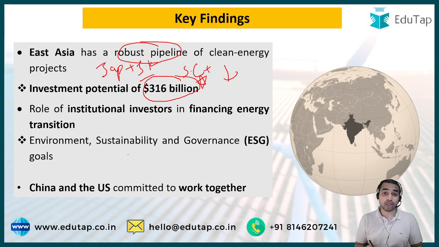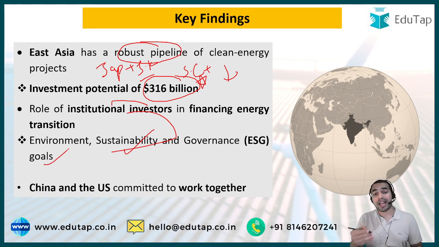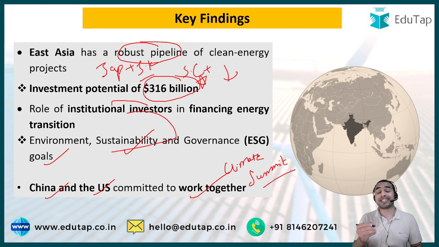And guys, this report also highlights the role of institutional investors in financing the energy transition. As it says, after the COVID-19 pandemic, the institutional investors have focused on environment, sustainability and governance goals towards renewable energy growth. And this also says that China and US in the past month have committed to work together during the climate summit, which was hosted by the United States. And during that summit, the United States also pledged that it is going to reduce its carbon emission by 50 to 52% below the 2005 levels by year 2030.